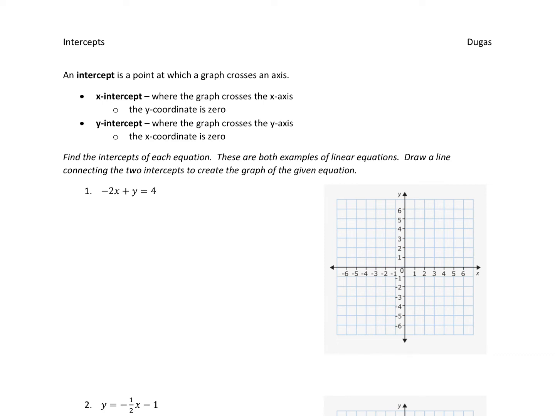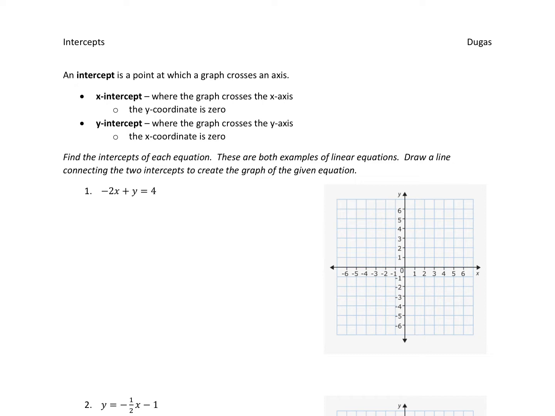Thanks for joining me. We're going to do a quick overview of intercepts. So an intercept is where a graph crosses an axis. And so the most common one that we see is we have a Cartesian coordinate plane, and we have an x-axis and a y-axis. And so in this case, we could have an x-intercept or a y-intercept. The x-intercept is where the graph crosses the x-axis.